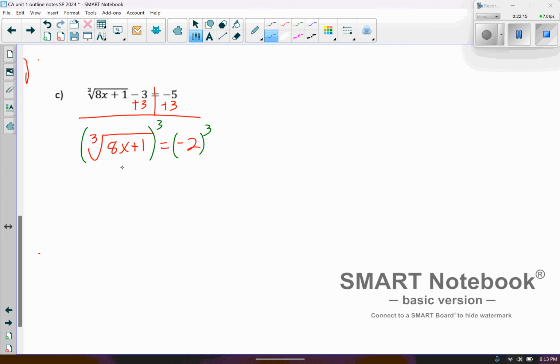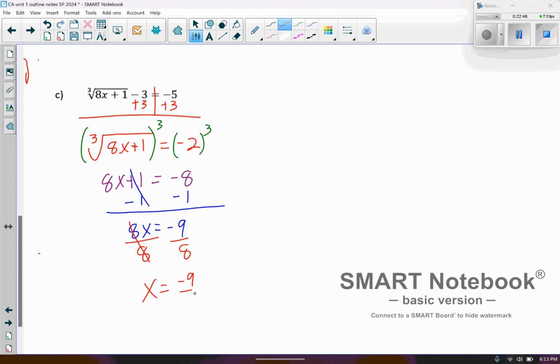And so then that will nullify the cube root, and I'm left with 8x plus 1 equals negative 2 to the third power, which is negative 8. And then we're going to go ahead and solve this. So I've got to subtract 1 from both sides. So let's see, we get 8x equals negative 9. And then we're going to go ahead and divide by 8 on both sides. So then let's see what I end up with. x equals negative 9 over 8.